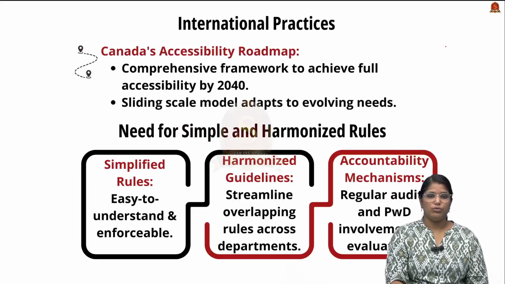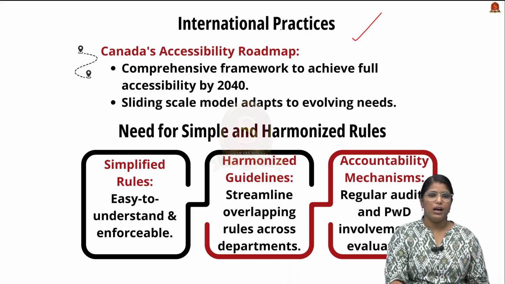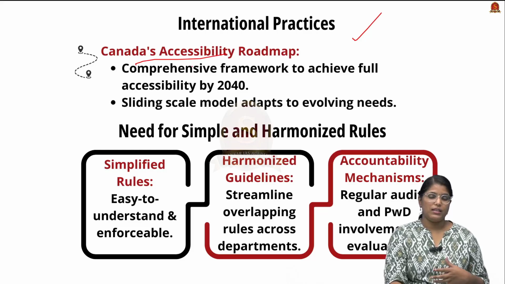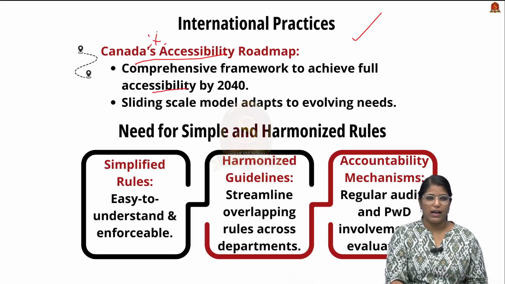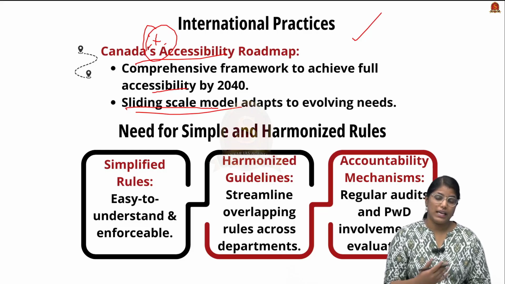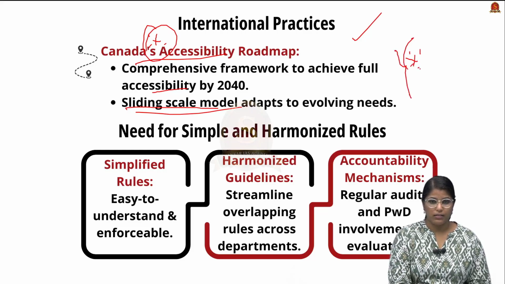Now, let us quickly go through the very good international practice that has been set as an example. A very good example is the Canada's accessibility roadmap. So, this policy framework is a comprehensive policy framework that gives inclusivity to all the people, and it tries to achieve the accessibility by 2040. So you can just quote this as an example in your mains answer writing. And this accessibility roadmap is actually a sliding scale model, meaning with the changing variability, with the changing time, it can actually evolve. So this is a very important thing that you can note.